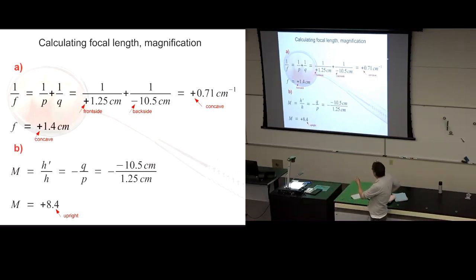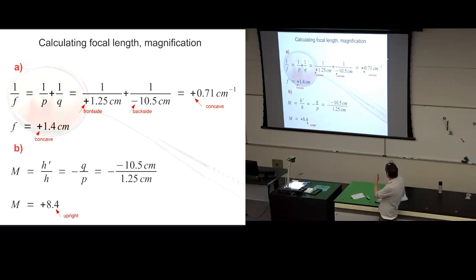Here's the mirror equation: the inverse of the focal length is the sum of the inverses of the object and the image positions, p and q. I know the object and the image position, so I can just plug them in. Notice I'm not just plugging in the numbers that were given in the problem, 1.25 centimeters and 10.5 centimeters. I was cognizant of the signs that these numbers must have. Object in front of the mirror, so it's a positive position. Image behind the mirror, so it's going to be a negative image distance. So I've got a plus sign here and a minus sign for the front and back side of the mirror.